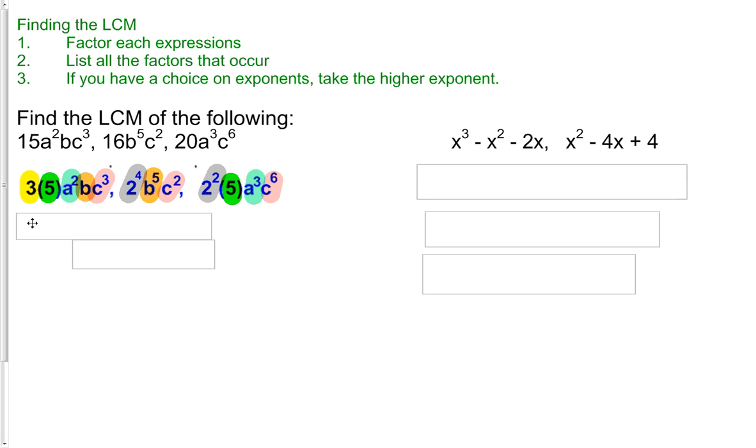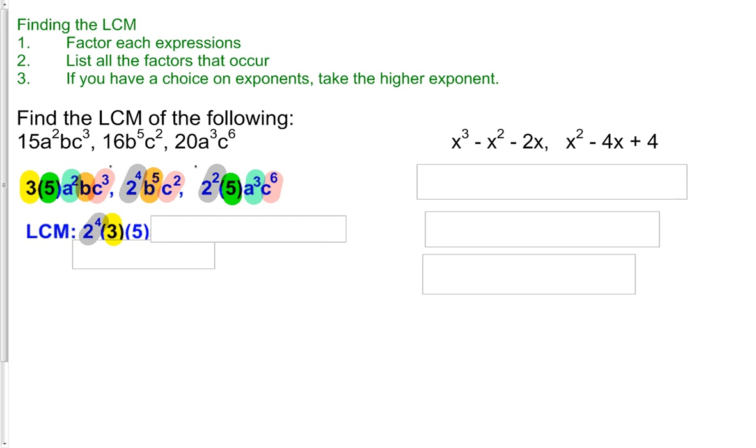So when we go ahead and write out our expression for our least common multiple, we start with 2. The highest power of those two was 2 to the fourth, so we'll get that there. Then we'll take our 3. 3, the highest power we had was to the first power out here, so we'll just leave it like that.